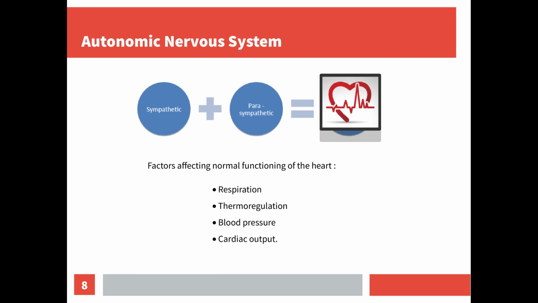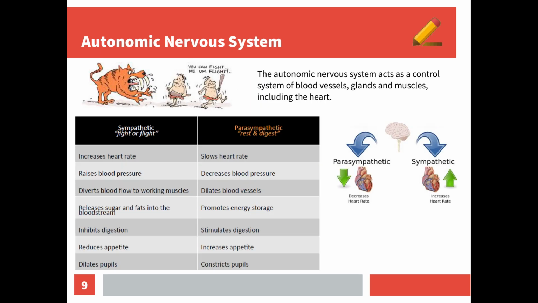Blood pressure regulation ensures adequate perfusion, and cardiac output reflects the heart's efficiency in pumping blood, crucial for overall cardiovascular health. The autonomic nervous system regulates blood vessels, glands, and muscles, including the heart. It maintains homeostasis by controlling involuntary functions, ensuring optimal blood flow and organ function. This system is crucial for adapting to internal and external changes, balancing sympathetic and parasympathetic activities to maintain cardiovascular health.